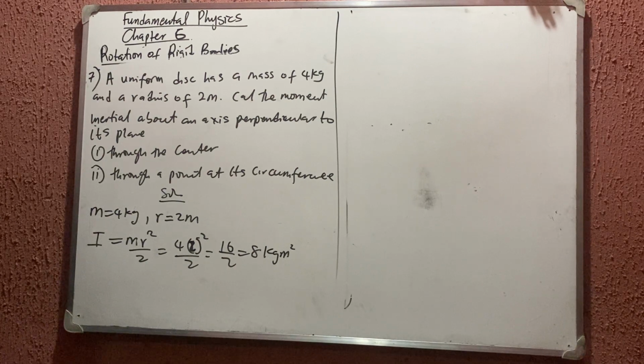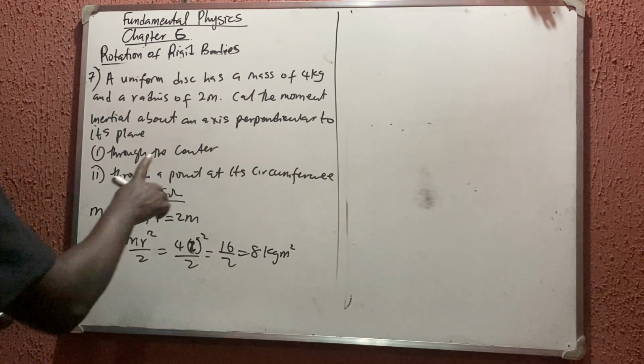So the next one. Then I say the other one is about a point. Where is the point? That's the problem now. About a point on the circumference. They're supposed to give us that particular point on the circumference. That's the problem I'm having for this particular question.